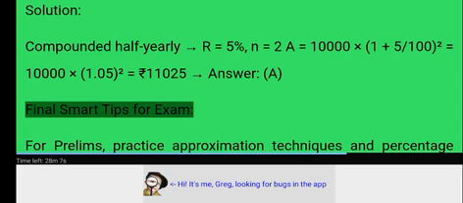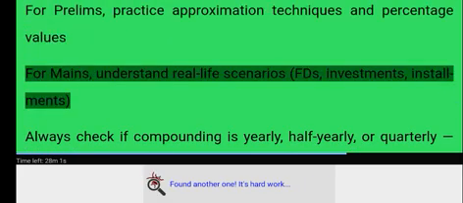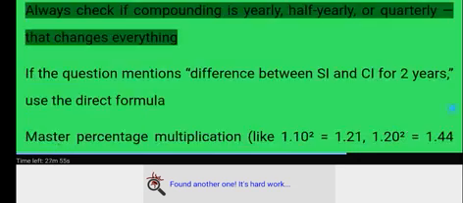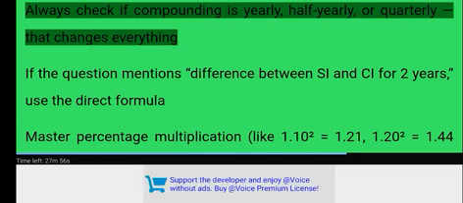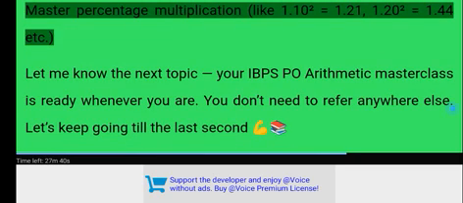Final smart tips for the exam. For prelims, practice approximation techniques and percentage values. For mains, understand real-life scenarios: FDs, investments, installments. Always check if compounding is yearly, half-yearly, or quarterly, as that changes everything. If the question mentions the difference between SI and CI for 2 years, use the direct formula. Master percentage multiplication like 1.10 squared equals 1.21, 1.20 squared equals 1.44, etc.